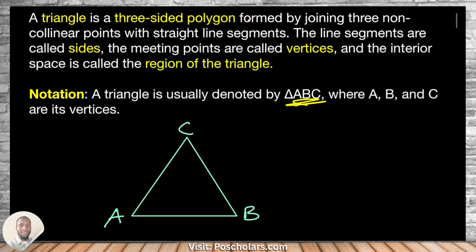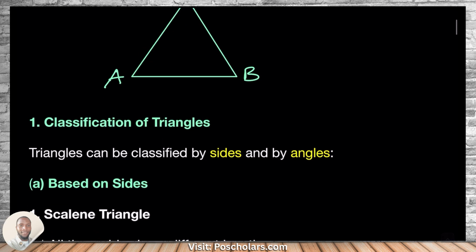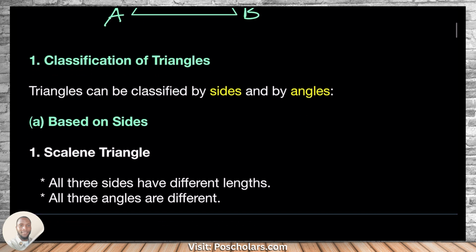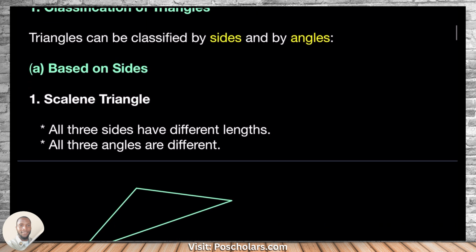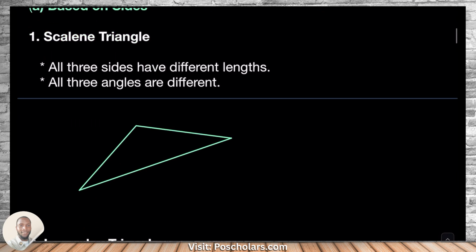Now moving on, how can we classify triangle? Classifications of triangle: triangles can be classified by sides and by angles. Let's focus on the first one, classification of triangles based on sides. The first one is scalene triangle. Now let's look at the properties of scalene triangle. All 3 sides have different lengths. All 3 angles are different.